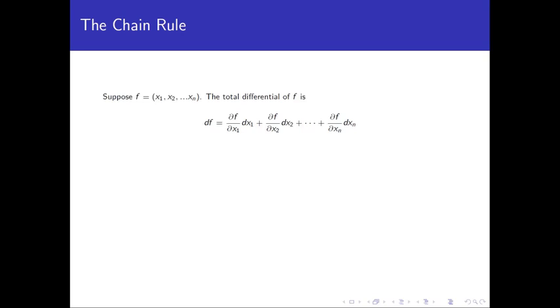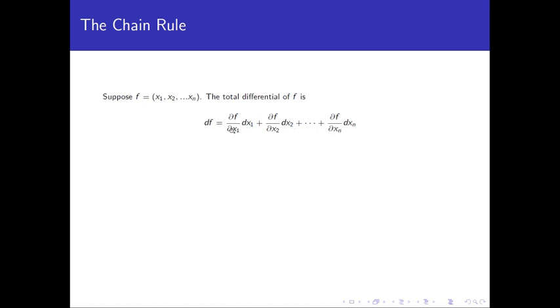In this video, we're going to talk about the chain rule for functions of several variables. So remember from before, the total differential of a function of several variables is just the partial of the function with respect to each of the variables that make up the function, times the differential of each of those variables, and then add together.